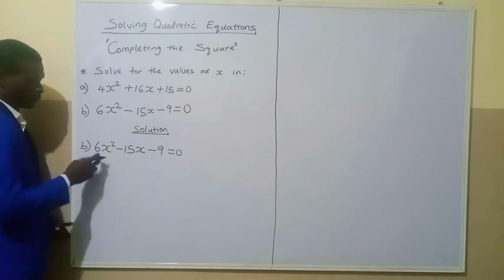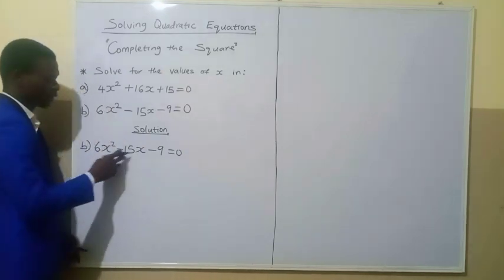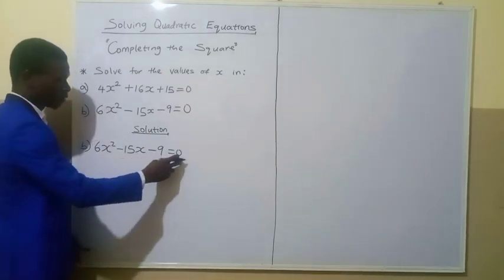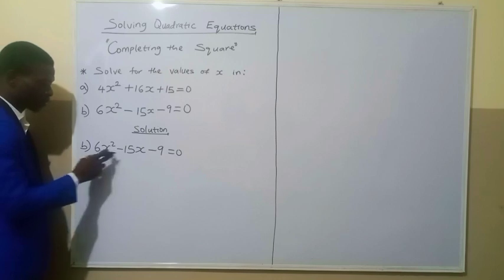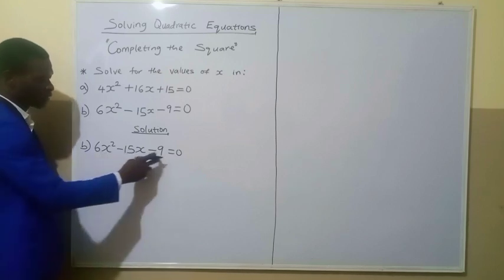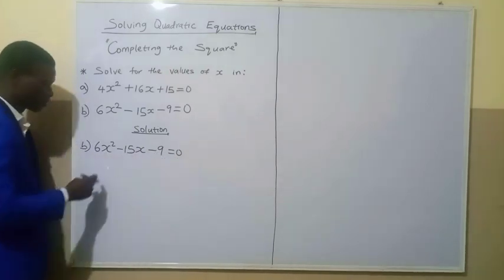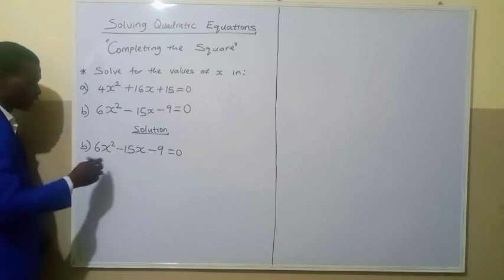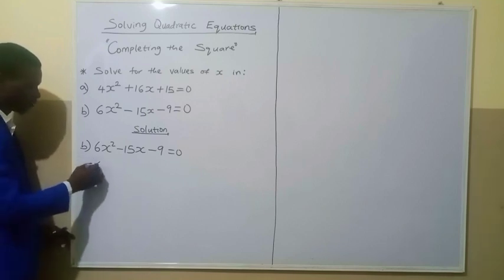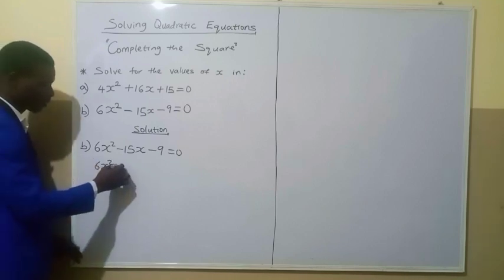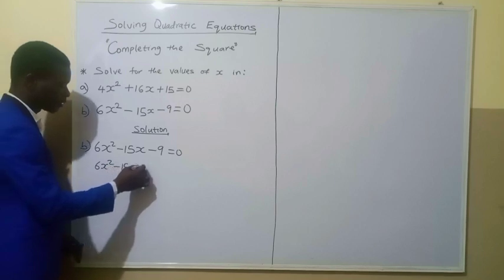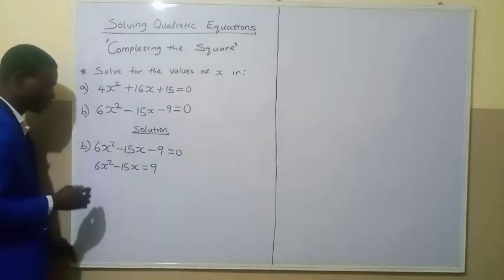Alright, as before, 6x squared minus 15x minus 9 equals 0. This is the term in x squared, this is the term in x, and this is the constant term, which is equal to 0. So the first thing, like we did before, is to isolate the constant term. So we'll be having 6x squared minus 15x equals 9. So we have isolated this constant term.